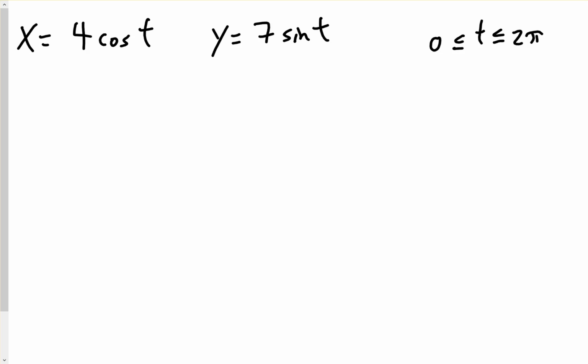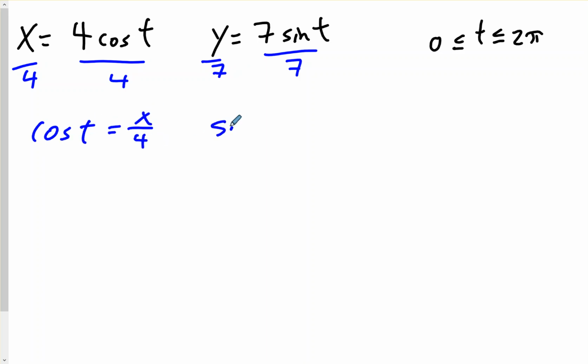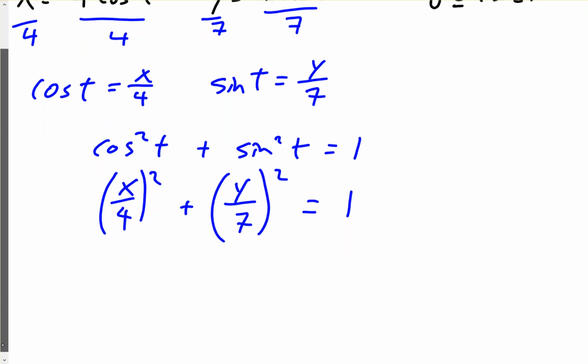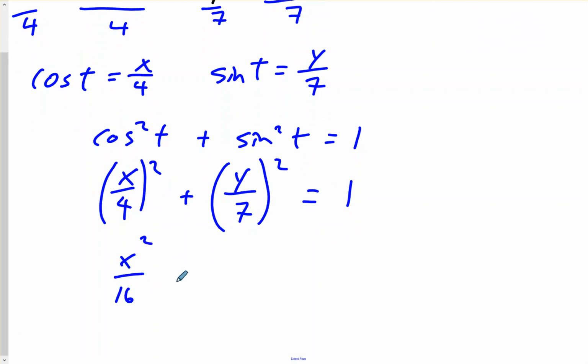It has different coefficients. So if we solve for cosine, I'll divide by 4 here. If I solve for sine, divide by 7 here. So I have cosine of t equals x over 4. Sine of t equals y over 7. And again, I'm using my cosine squared t plus sine squared t equals 1 identity. So that means I'll have x over 4 squared plus y over 7 squared equals 1. That means I'll have x squared over 16 plus y squared over 49 equals 1.